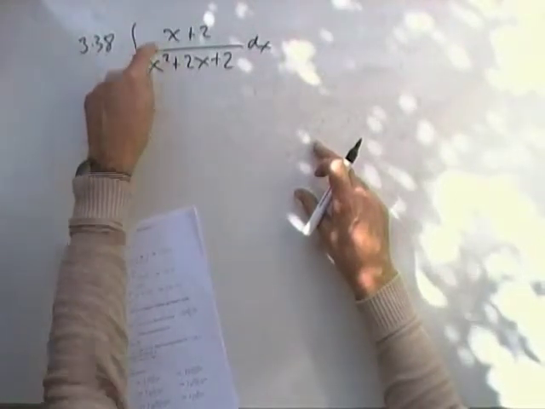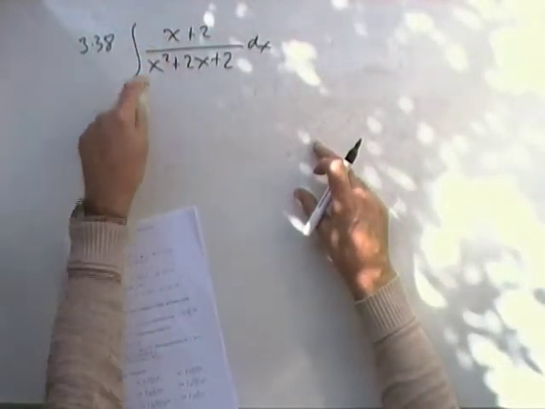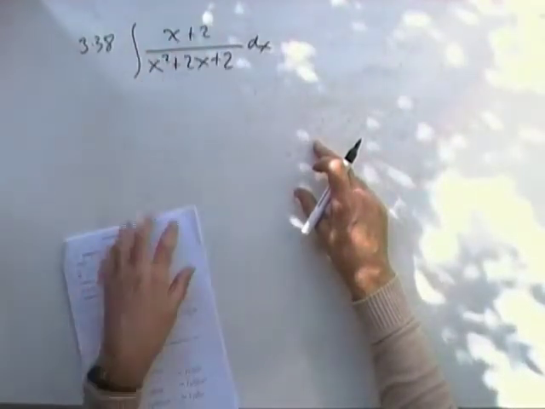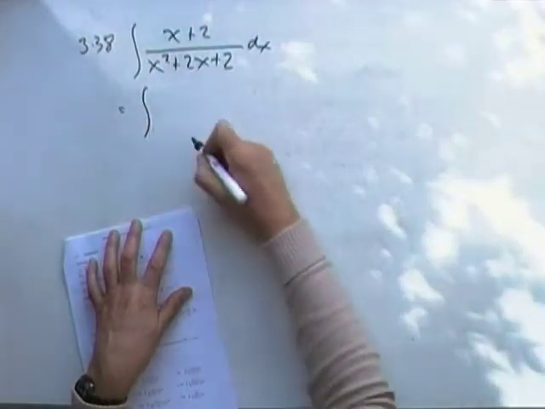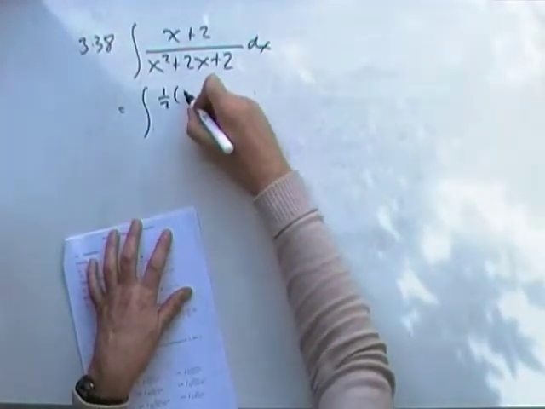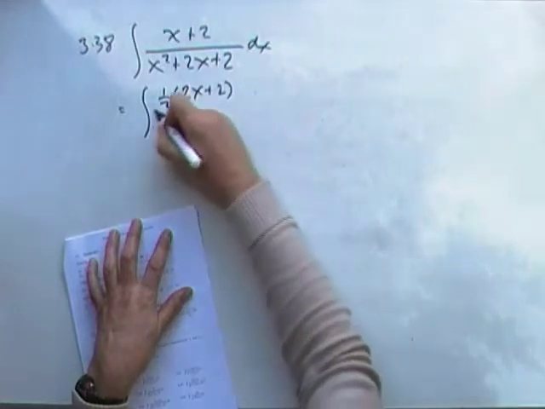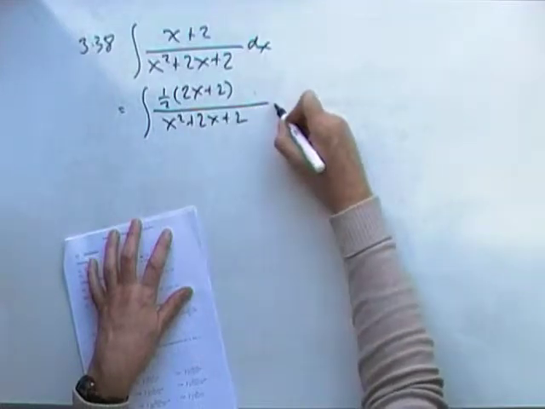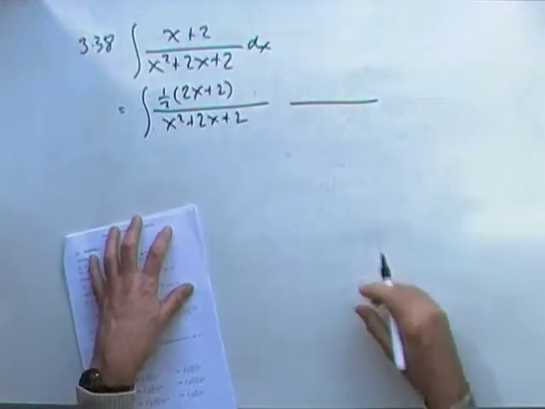If only that had been a 2x, but then it would do as a single x, because then it would just be a multiple of it, it'd be a half of it. So I don't need all of that too. I could demonstrate that by saying I've got a half of what I need, and what I needed was 2x plus 2 over x squared plus 2x plus 2, and then correct it in the second part.